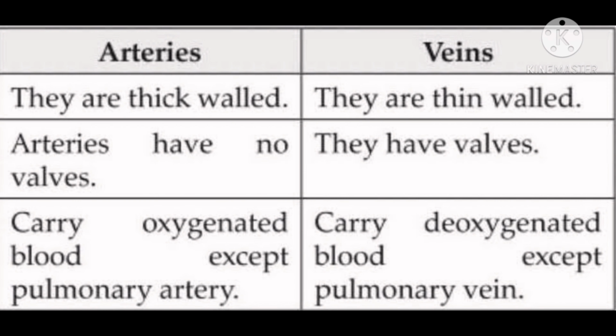And now you are going to see the difference between arteries and veins. So arteries are thick walled and veins are thin walled. Arteries have no valves, and veins have valves. Arteries carry oxygenated blood except the pulmonary artery, and veins carry deoxygenated blood except the pulmonary vein. The more elaborated explanation of this you will get later.